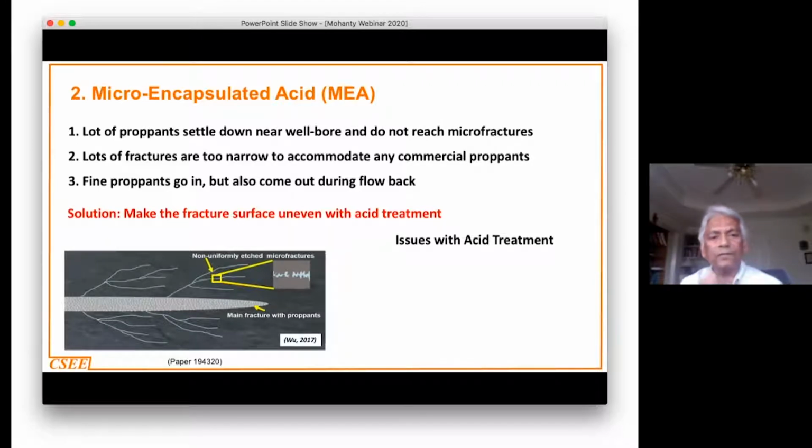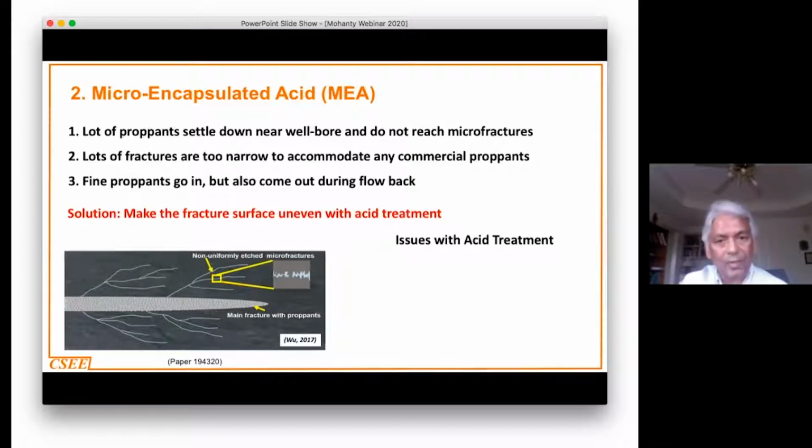And if you put very fine proppants, they may go in, but they also flow back when you depressurize. So most of the time, these microfractures are unpropped. And then when we depressurize, pressure goes down, these microfractures close, so we don't get much production around them. So one way to overcome this issue is to make these fracture surfaces uneven with some acid treatment.